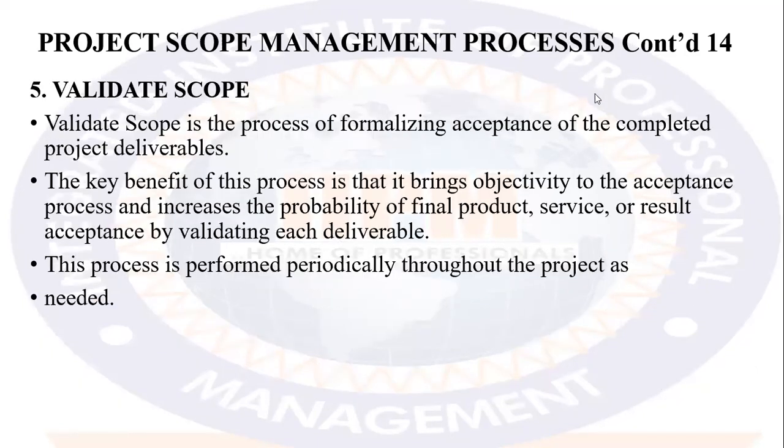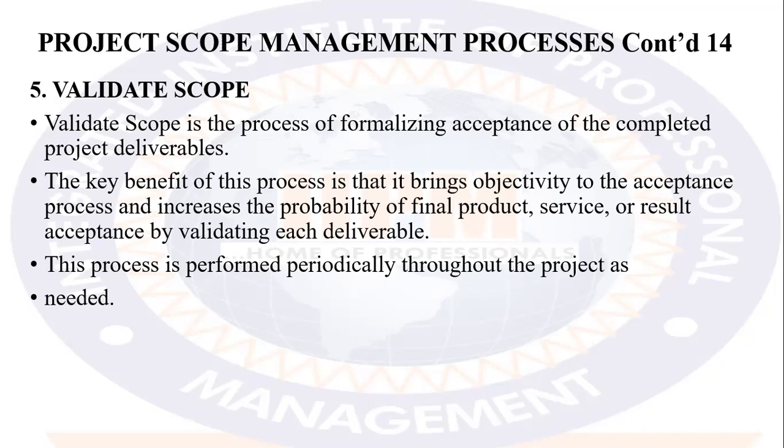Now, process number 5 involved in project scope management is validating scope. Validate scope is the process of formalizing acceptance of the completed project deliverables. The key benefit of this process is that it brings objectivity to the acceptance process and increases the probability of final product, service or result acceptance by validating each deliverable. This process is performed periodically throughout the project as needed. So for projects that are phased, it is important that for each phase you validate the deliverable before you move on.